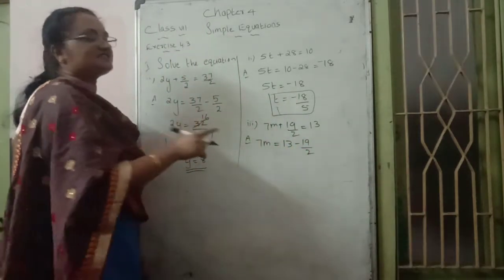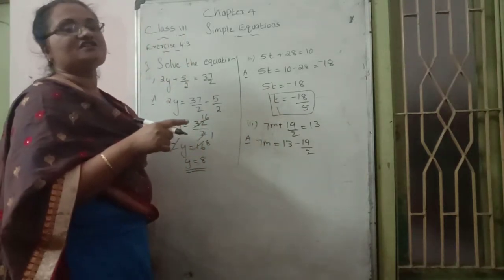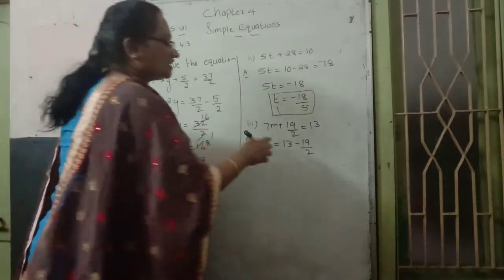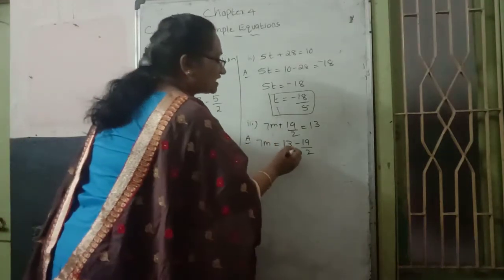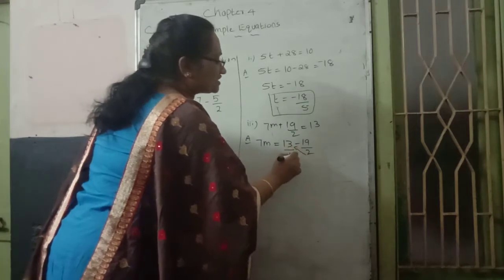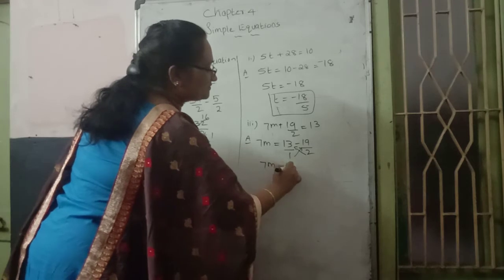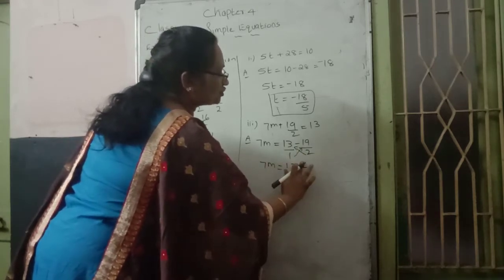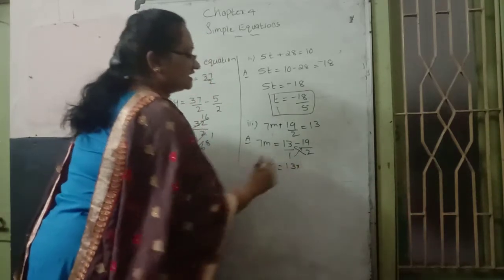Here see, 13 is a whole number and 19 by 2 is a fractional number. How to subtract? Direct subtraction is not possible. Here 13 has no denominator. To avoid confusion, you can keep 1 as the denominator. Then just do the cross multiplication process. So 7m is equal to cross multiply: 2 is multiplied with 13.